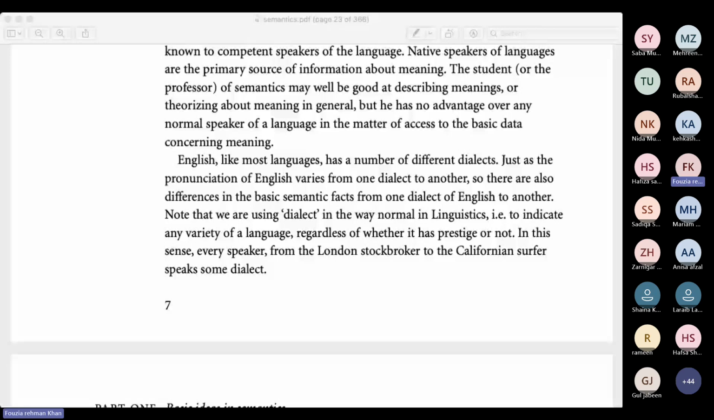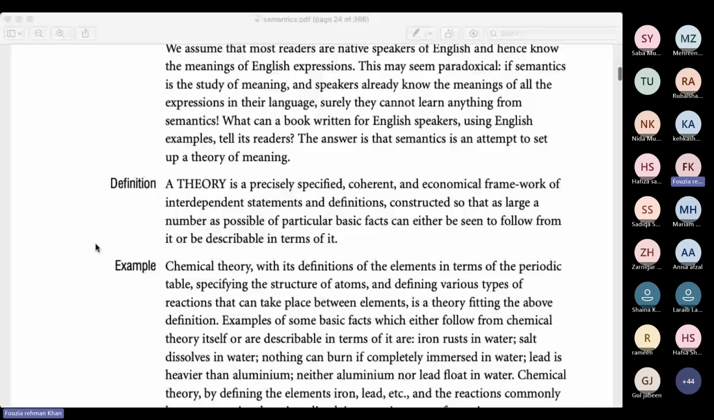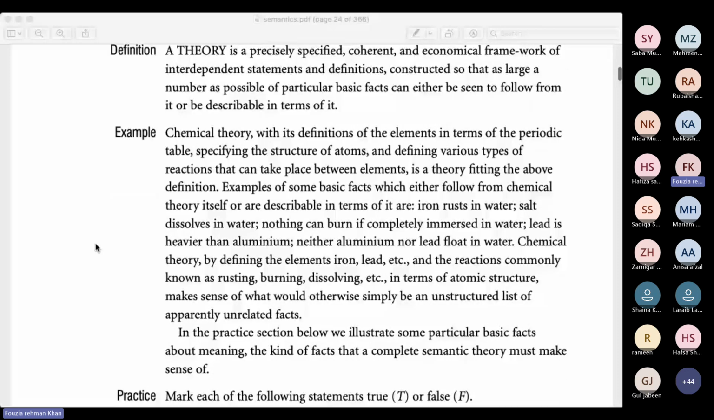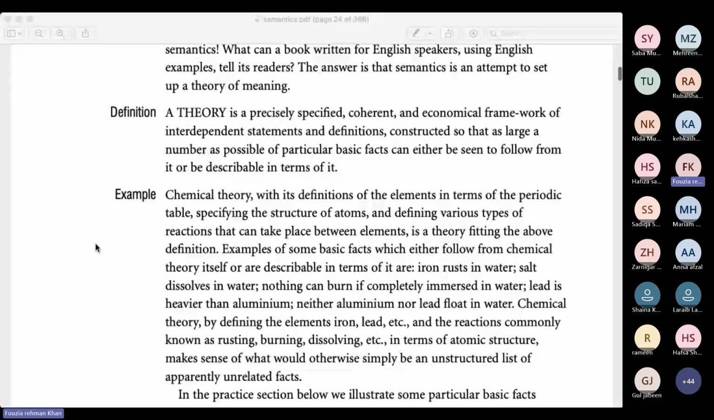All good here. I hope you are following. I'm doing this exercise a little quickly, but I hope these are easy and you are following it. So from here, we will move to theory. Let's see what a theory is, and then we'll find what a semantic theory is.